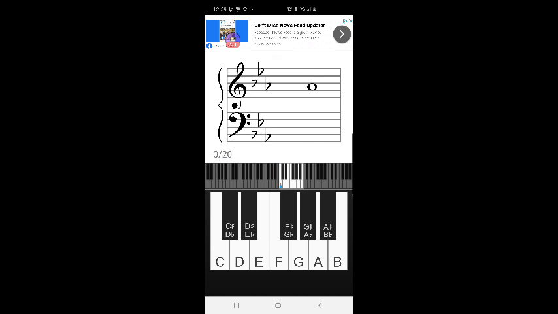Three flats, B, E, and A, and that's an A, so it's A flat. That's F sharp and C sharp, but that's an A on the stave, so it's going to be A natural. B flat, E flat, A flat, D flat, G flat, C flat, and that's a G. B-E-A-D-G. G flat. Okay.